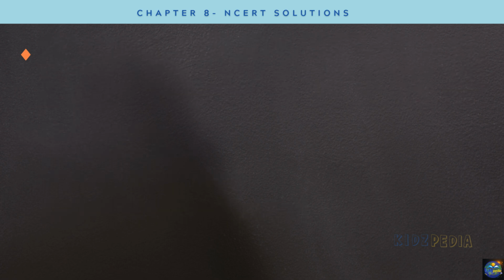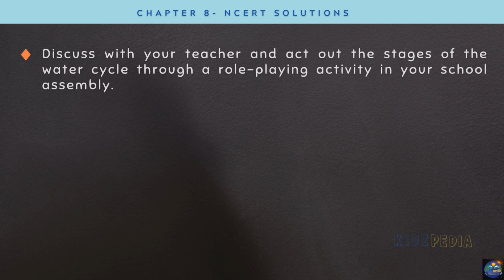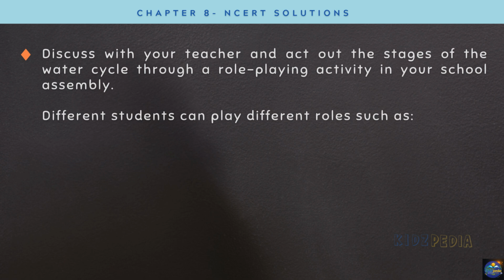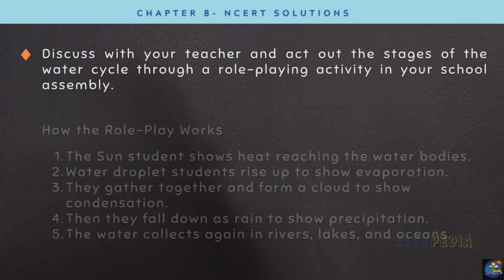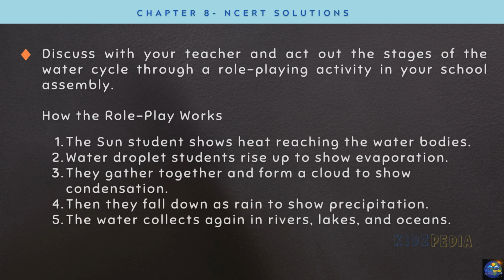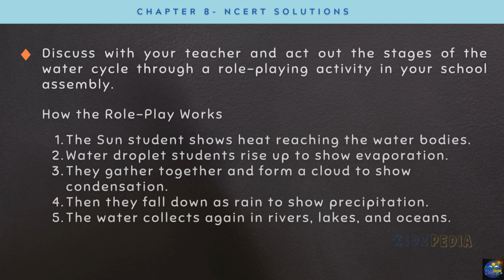etc. Next one, discuss with your teacher and act out the stages of the water cycle through a role-playing activity in your school assembly. This activity is a fun role play to understand the water cycle. Different students can play different roles such as sun, water droplets, clouds and rain. This activity helps students visually understand how water moves in a cycle in nature. It also makes learning more interactive and memorable during a school assembly.